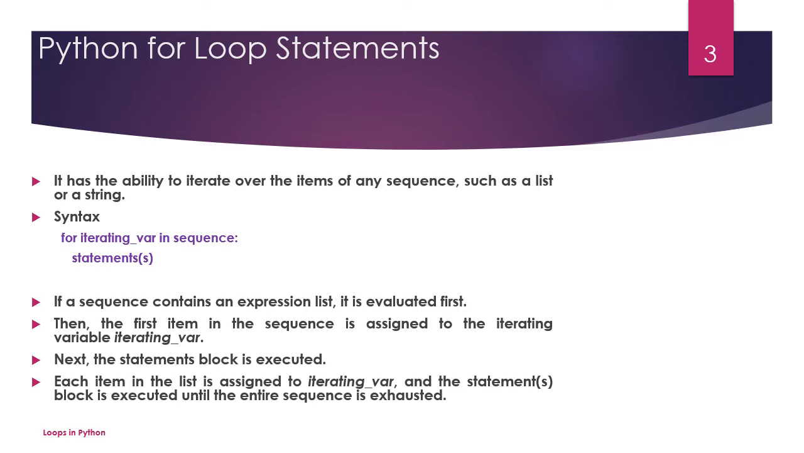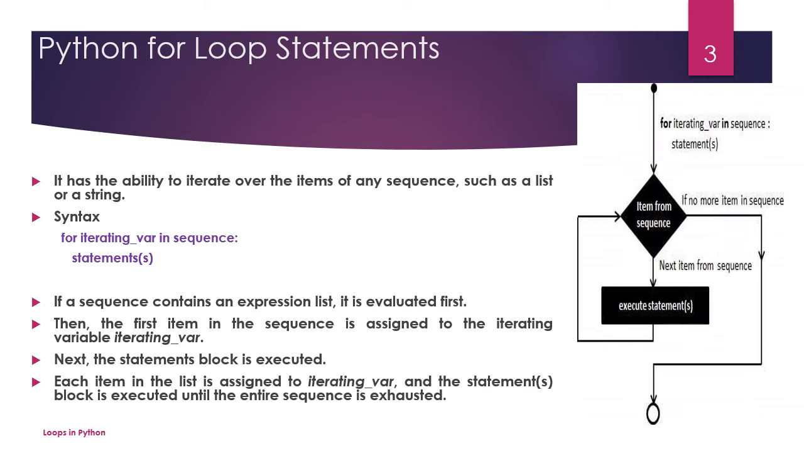Next, the statement block is executed. Each item in the list is assigned to this iterating variable, and the statement block is executed until the entire sequence is exhausted. See, here an item from the sequence is checked. If there is an item, that item will be assigned to the iterating variable, and the for loop block or the executing statements will be executed. Then it will again check if there are more items in the sequence. If there are more items, again the next item will be assigned to this iterating variable and the block code will be executed. And this process is repeated until there are no more items in the sequence. That is how a Python for loop statement works.